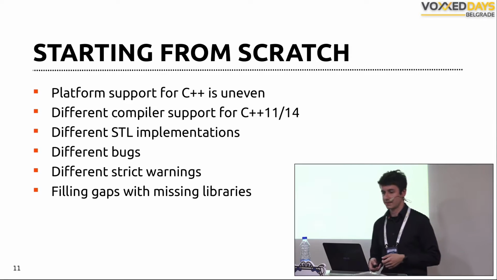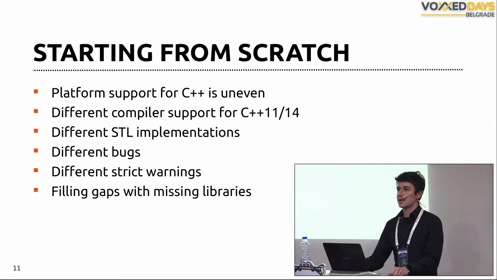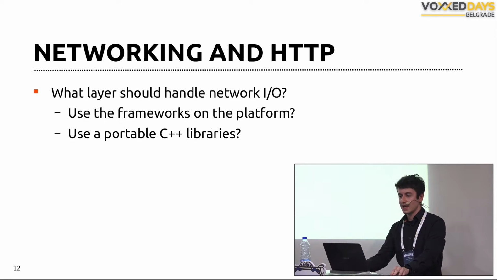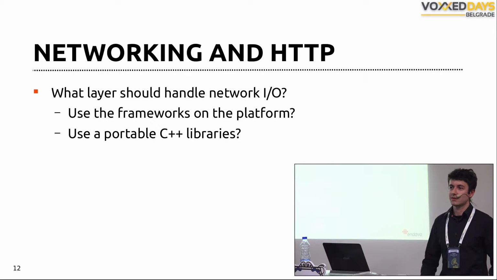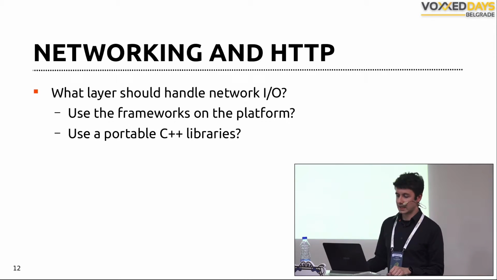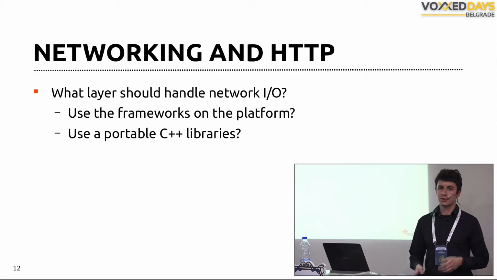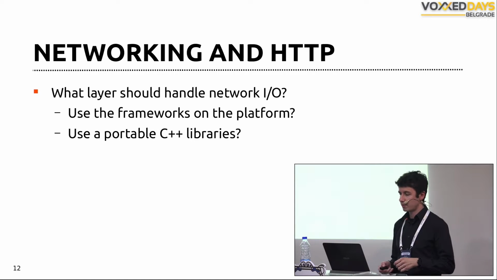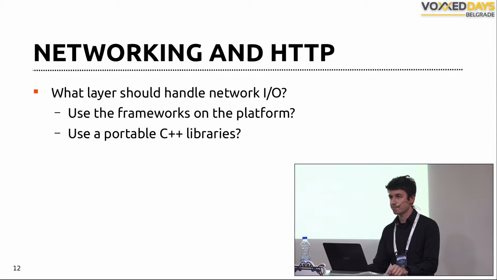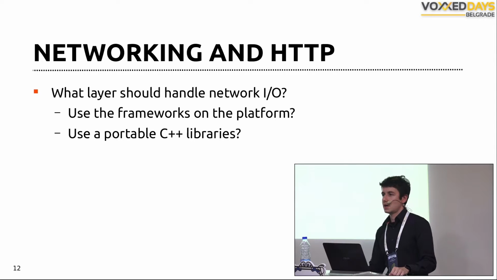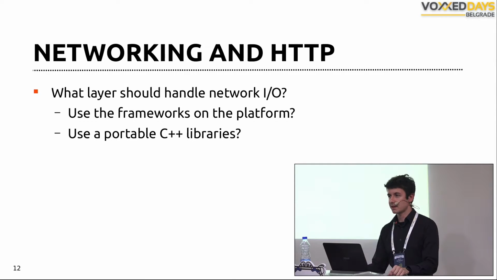So basically, one of the most important things in mobile development is networking and HTTP. This is the most important stuff that your application will probably need. So there are two options here. There is an option to use native libraries, as we already mentioned, and there is an option to use some portable C++ libraries. Each way you choose has its own drawbacks and pros.